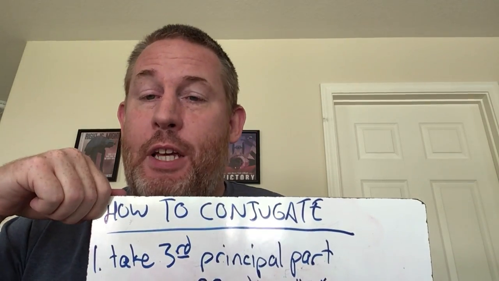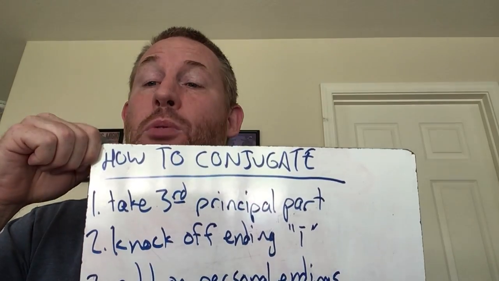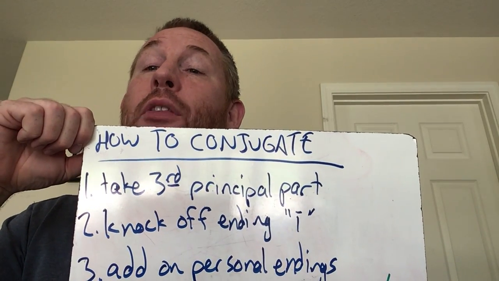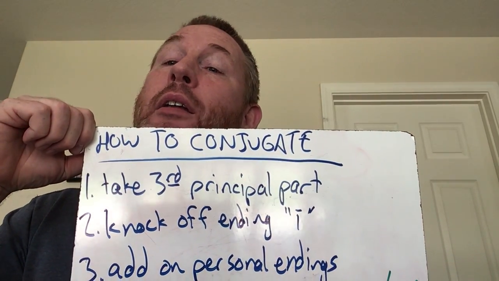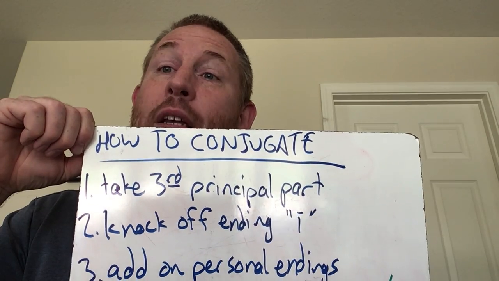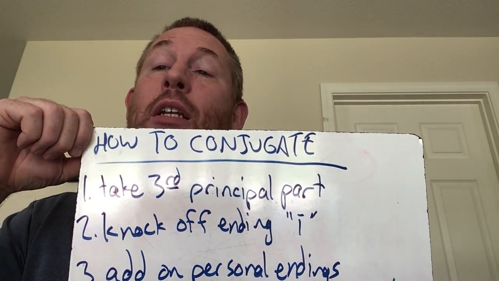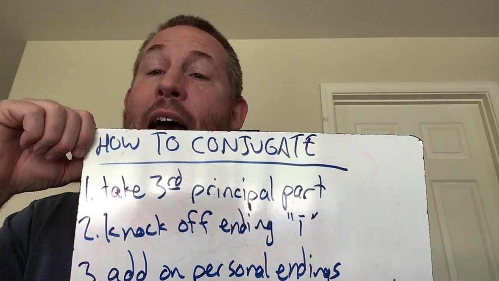All right? So let's take a look at actually how to conjugate the future perfect. Step 1, take the third principal part. Step 2, knock off the ending, E. Step 3, add on the personal endings. Again, that's 6 for 6. It is that simple every time. Beauty about a language that died is it didn't have a chance to mutate and adapt.